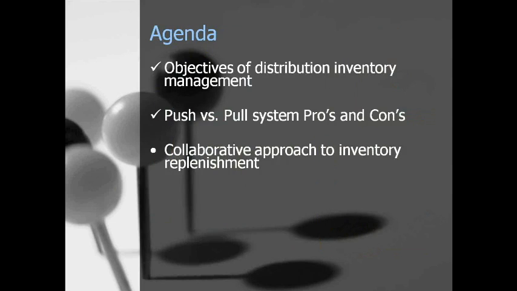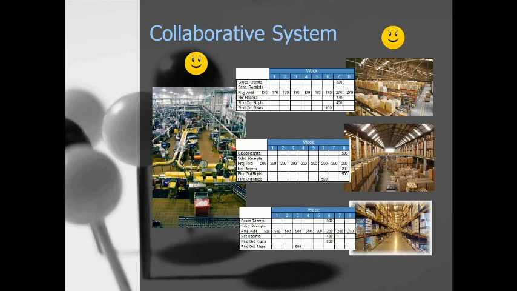So both of these systems, push or pull, have their strengths and their weaknesses in a distribution inventory environment. What we need is a system that takes the best pieces of those two and adds it to another system that we're all familiar with to come up with a collaborative approach to inventory replenishment. That collaborative approach is called distribution requirements planning.